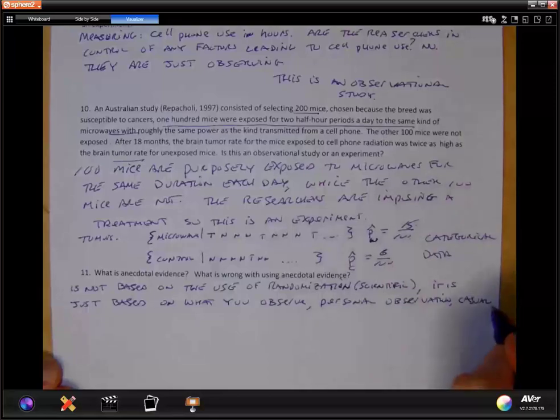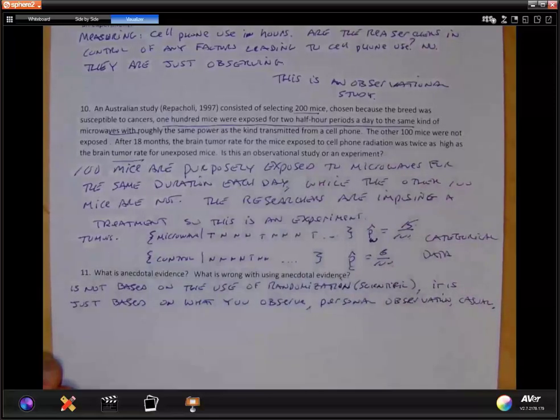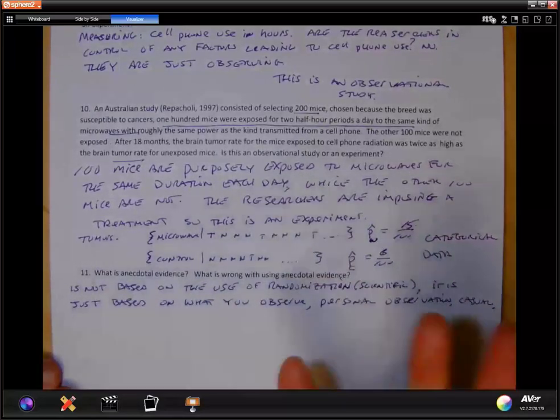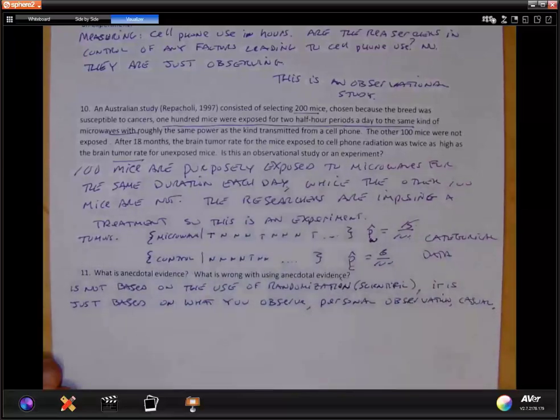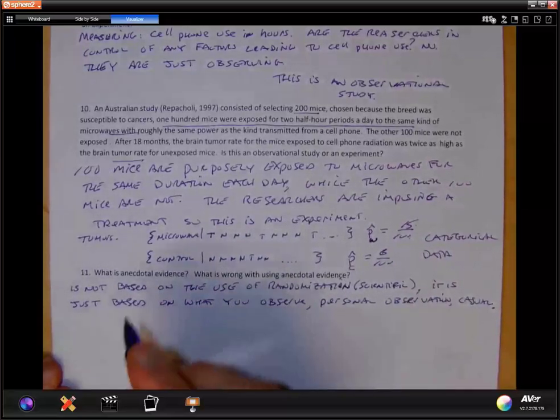Okay. After all, just by living, you're observing many things. So when you observe many things, then you can start coming up with some conclusion based on what you observe. And so we do this all the time. I collect every day lots of anecdotal evidence.